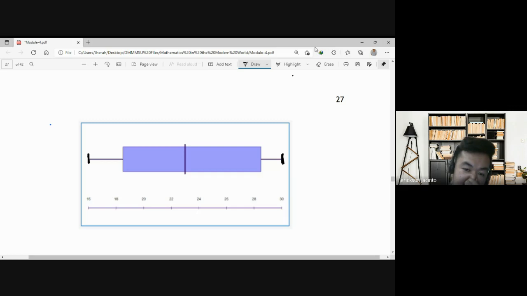Then hanapin natin si quartile 1. Yung quartile 1 natin, kung naaalala nyo, that is 21. Dito si 21. Then yung quartile 3 natin is 27. Nasa gitna na naman dito.